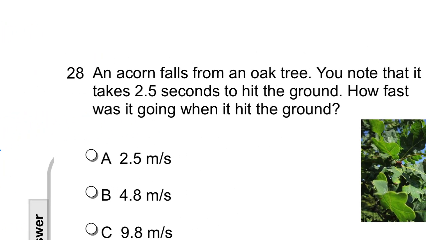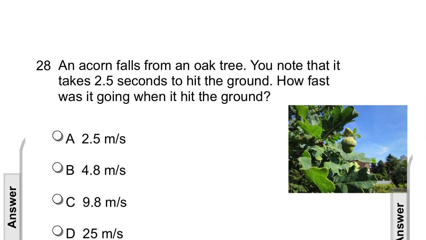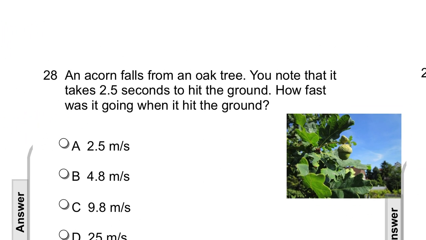Okay, acorn falls from an oak tree. Okay, so these are really easy. If it falls from the oak tree, that means VO is 0. 2.5 seconds is the time. How fast was it going when it hit the ground?